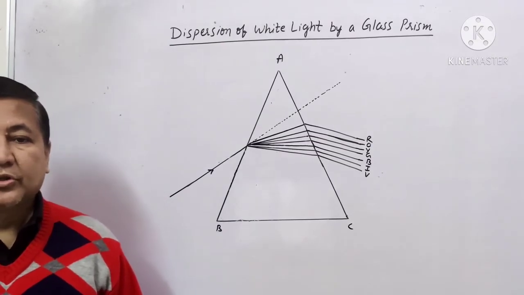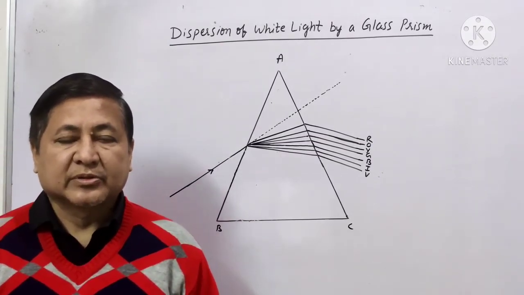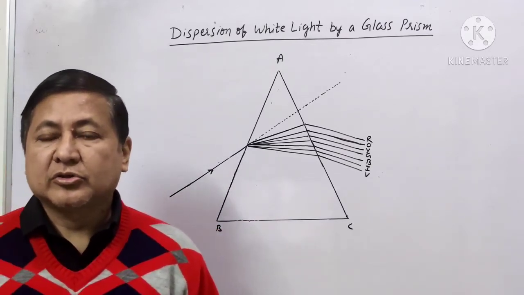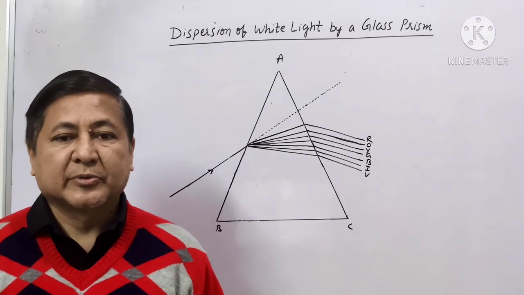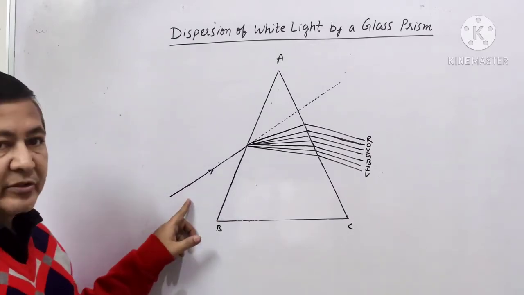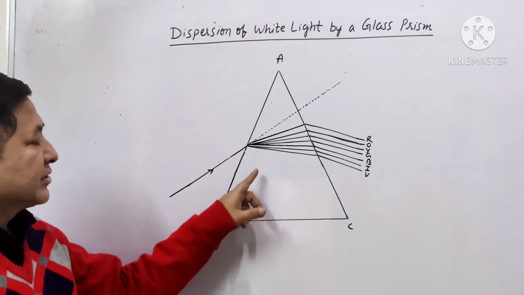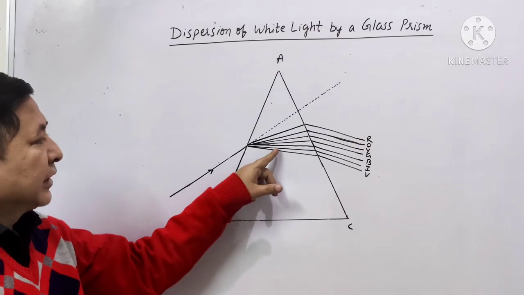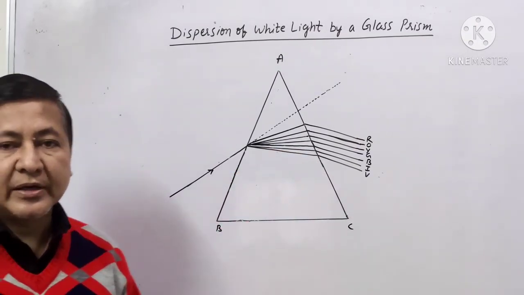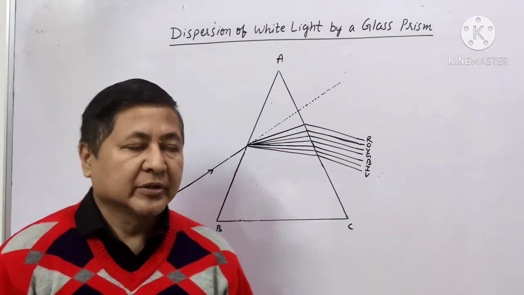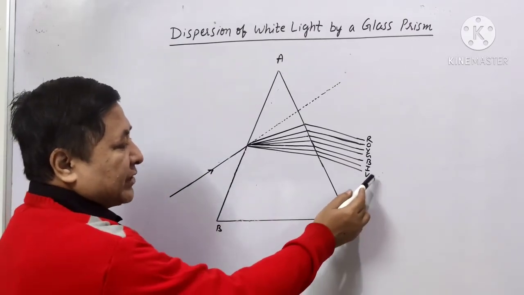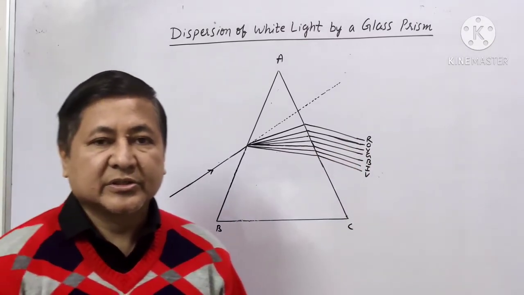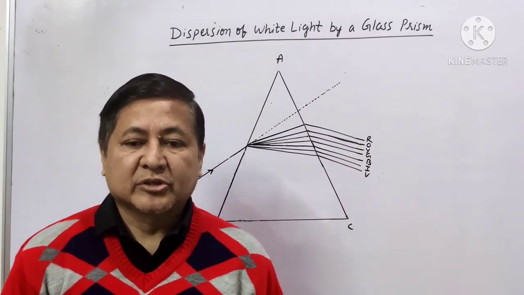Now let us talk about the dispersion of white light by a glass prism. We should know what dispersion is. The phenomenon of splitting of white light into its constituent 7 colors is known as dispersion. When a ray of white light enters the glass prism, it splits. You can see it splits into 7 colors, given by the famous acronym VIBGYOR. Starting from the lower end, it is violet, indigo, blue, green, yellow, orange, red. So the splitting of white light into its 7 constituent colors is known as dispersion.